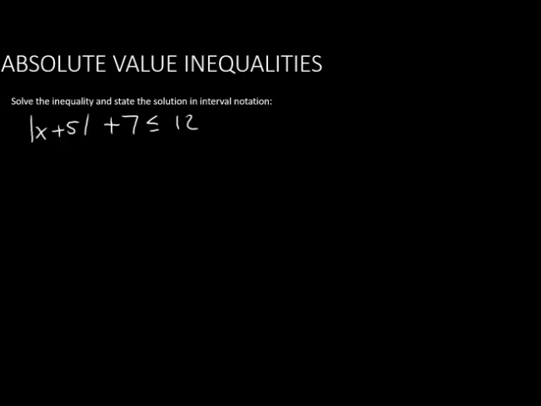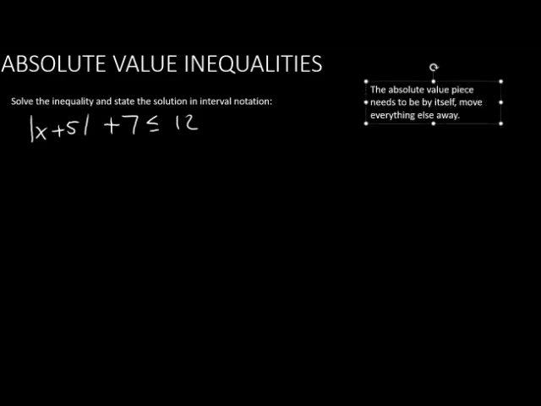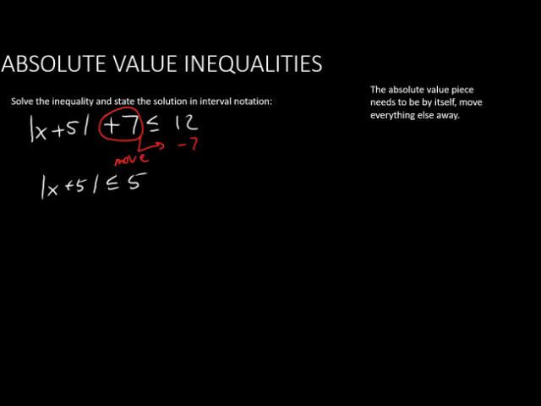Here we'll do an example of an absolute value inequality. As with an absolute value equation covered previously, our first move is going to be to try to get the absolute value bars by themselves and move everything else away. Therefore, we'll take this positive 7 and move it to the other side. When we move it, it will become negative 7, and we will have x plus 5 inside of the absolute value symbols less than or equal to 12 minus 7, which is 5.